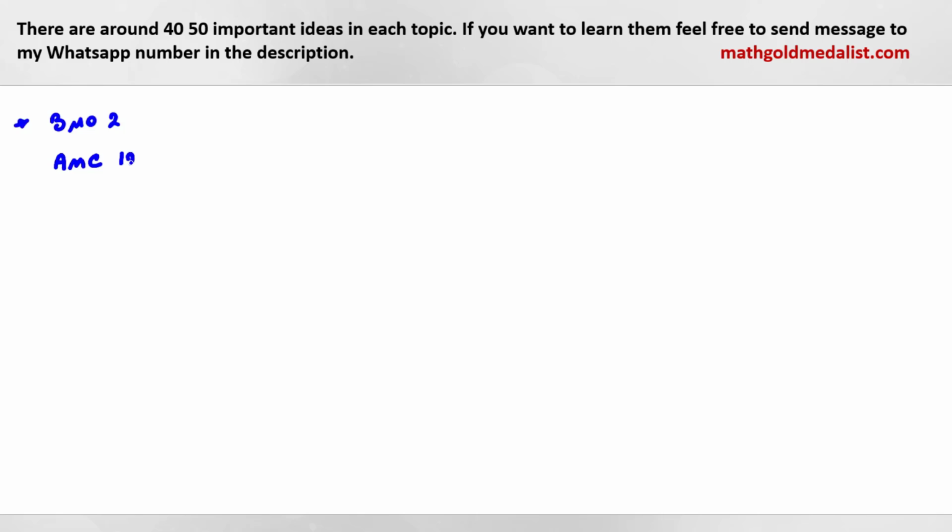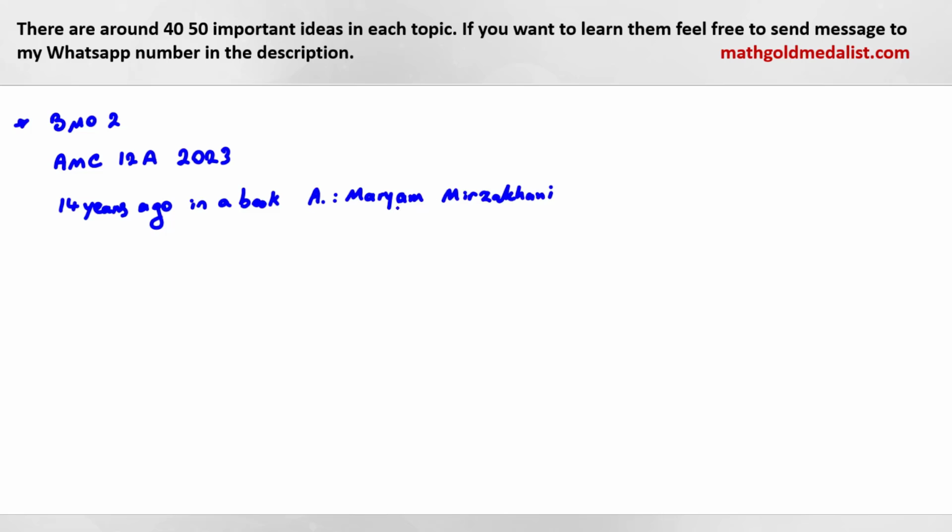Also, I saw this idea in AMC 12A 2023. Also, I saw this in one problem, I think I saw this 14 years ago, this idea, in a book. It is number theory, and the author is Mariam Mirzakhani. You know Mariam Mirzakhani? Very famous. Yes. And I saw this idea.